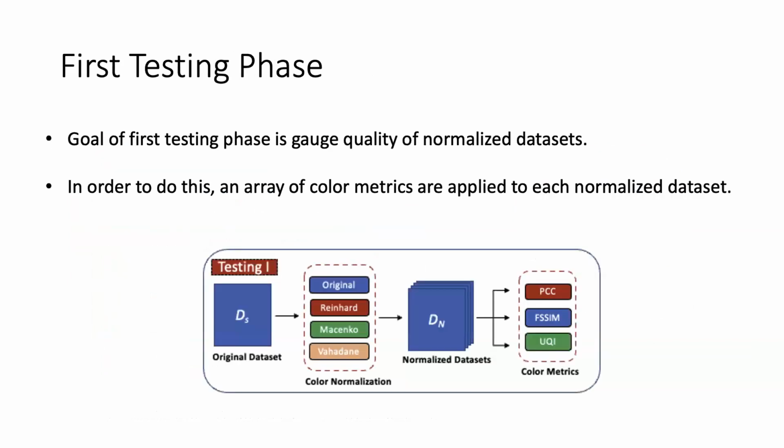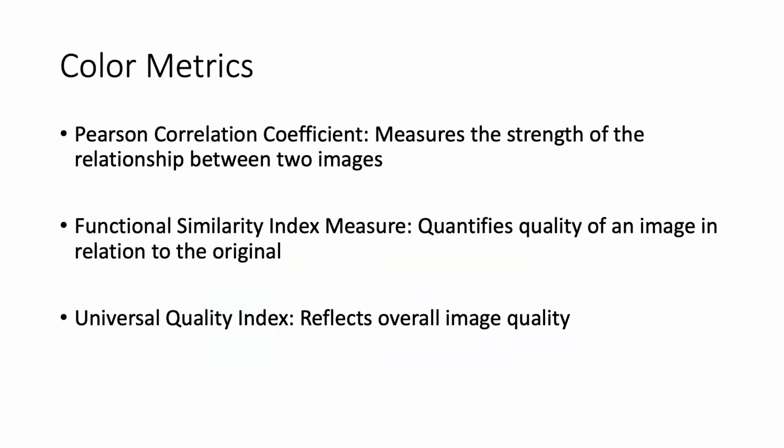So the first phase of testing actually involves gauging. I wanted to gauge the quality of the normalized data sets. So in order to do this, I decided to utilize an array of color metrics rather than just rely on one single metric. So these are the color metrics I used.